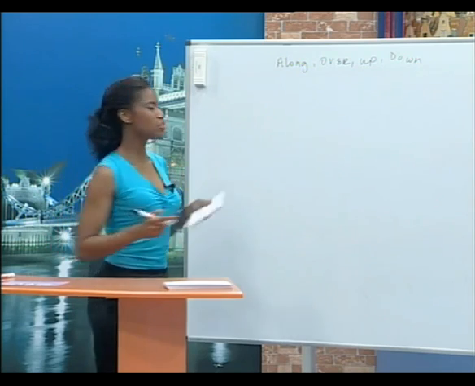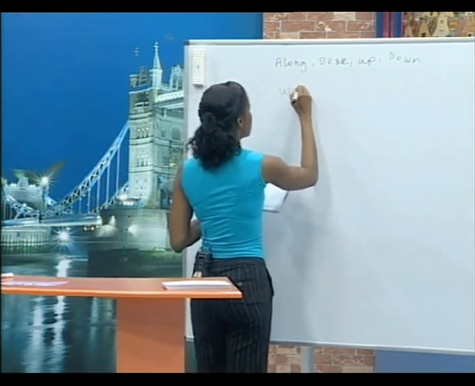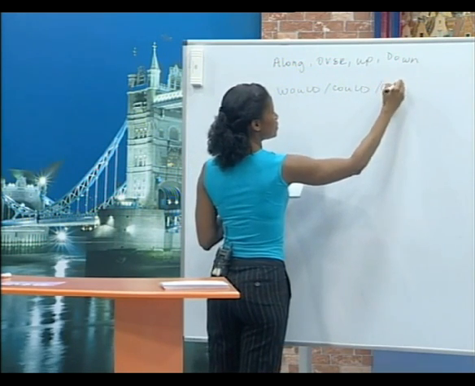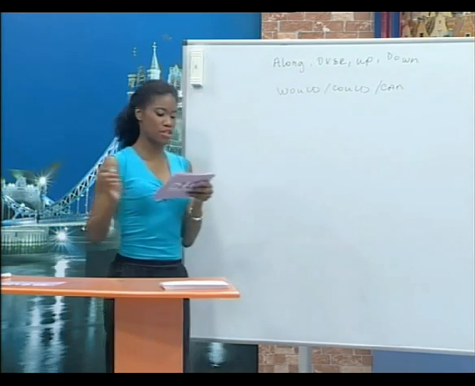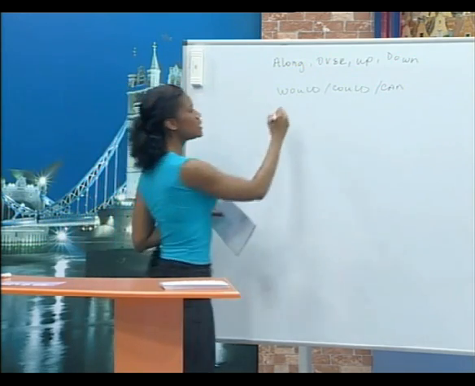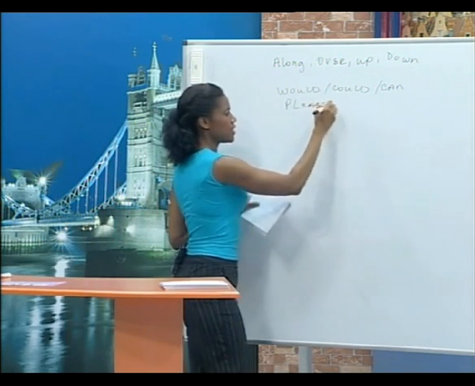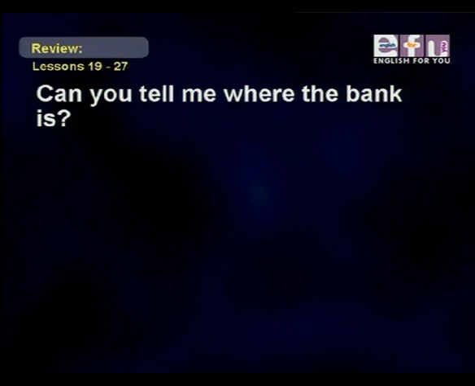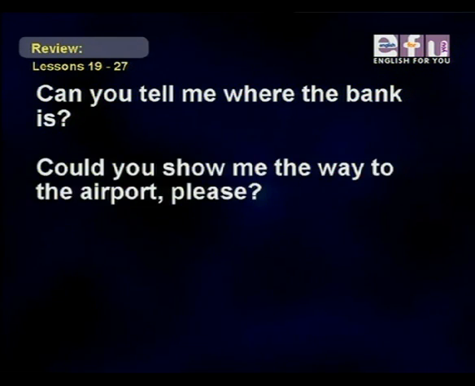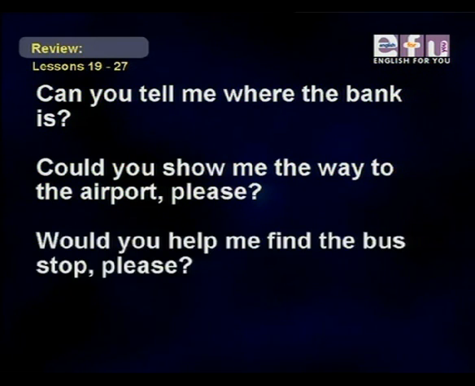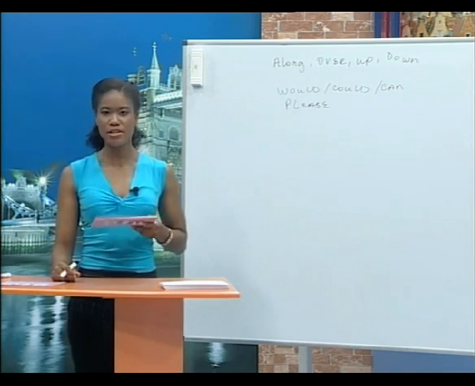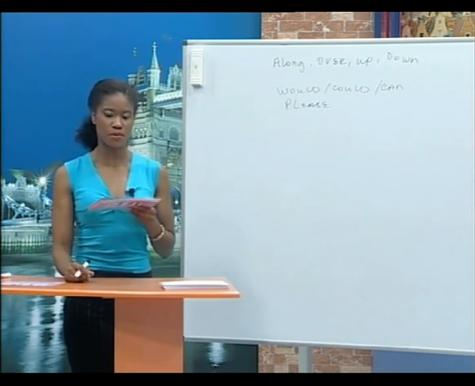Okay, we can begin questions with would, could, can. These are ways to ask polite questions. And of course, you add please to make it even more polite. Let's look at some examples. Can you tell me where the bank is? Could you show me the way to the airport, please? Would you help me find the bus stop, please? These words can also be used to begin indirect questions.